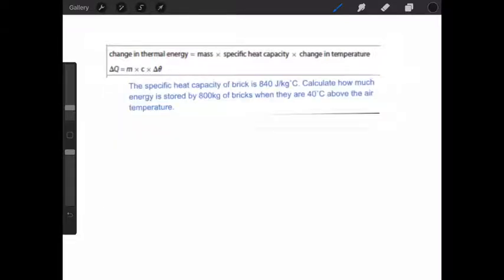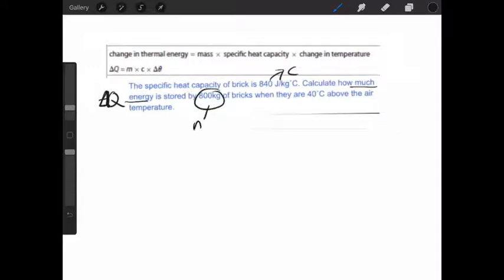Okay, so here we are then with the first example from checkpoint 3 that I asked you to try. In this example, we are being told the specific heat capacity of brick. Checking the units: joules standard, kilograms standard, degrees Celsius standard units for this equation. So that 840, that is my specific heat capacity, that's C. Calculating how much energy is stored. So this is going to be a time when we won't have to think about rearranging the equation, because it's delta Q that we're looking at, the change in energy.